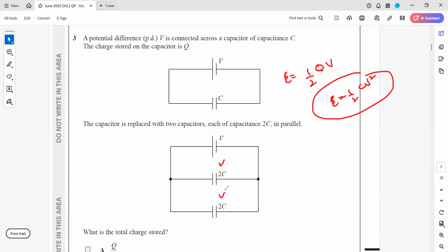As they are connected in parallel, they will have the same voltage. So energy stored in this combination is half CV squared. Energy stored here, because what happened? The capacitance is double, 2C. So the energy stored will also be twice.